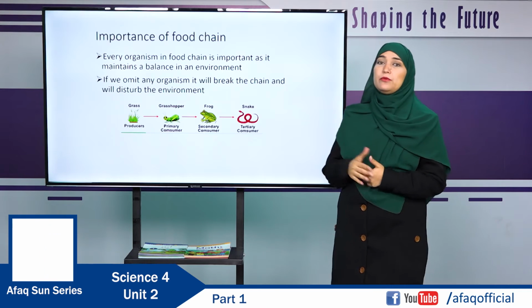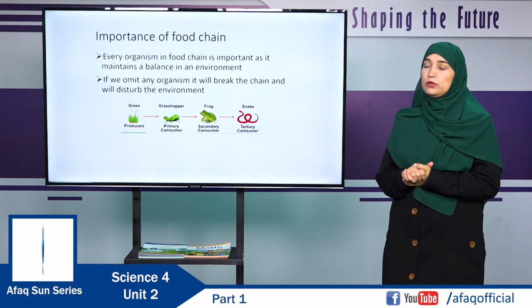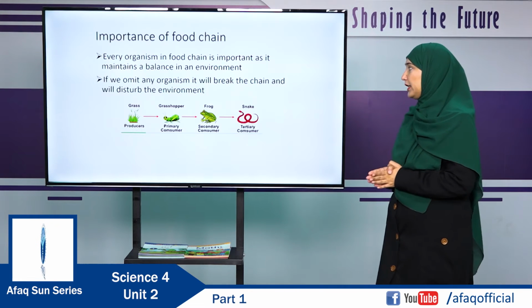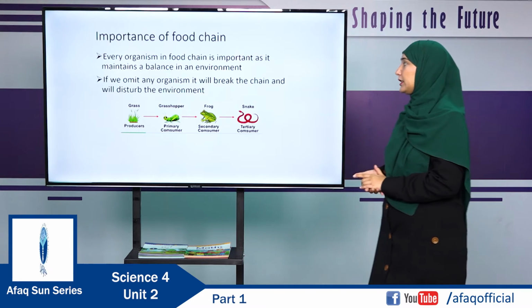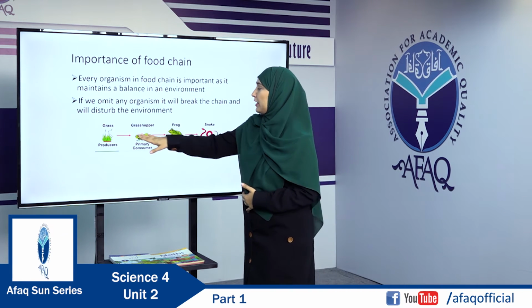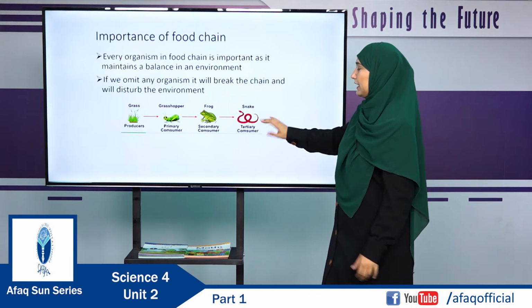Every organism in the food chain is very important because it maintains the balance in an ecosystem. If we omit any organism in the food chain, what will happen? It will break the chain and will disturb the environment. Look at this picture. Grass is eaten by grasshopper, grasshopper is eaten by frogs and frogs are eaten by snakes.